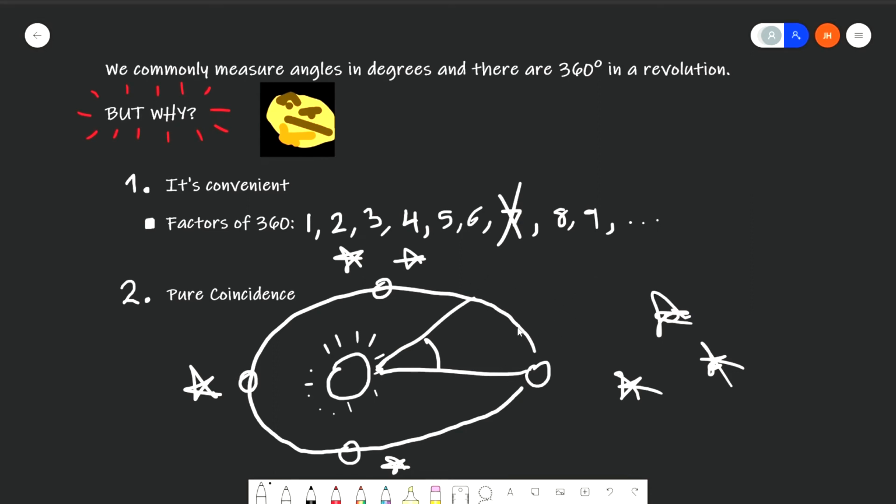And how many days does it take to go around the sun? It takes approximately 360. So it's actually just a coincidence, because really this isn't the case for all planets. This is just the case for Earth. We just so happen to have a year, right? One full revolution around the sun takes us 365.25 days. And if you round that to make it nice and easy, you end up with 360. So why do degrees even exist? Why are they 360 in a revolution? These two reasons: convenience and coincidence.